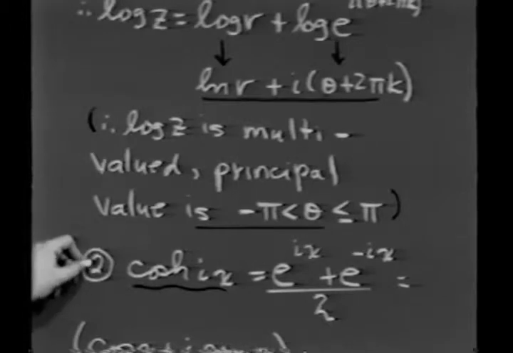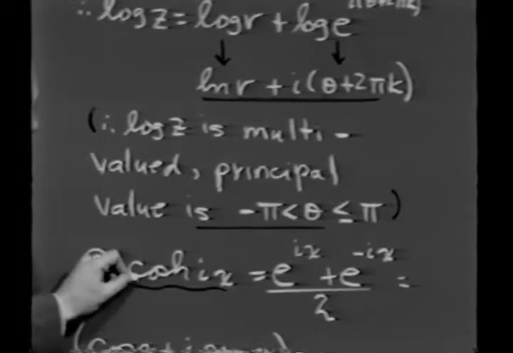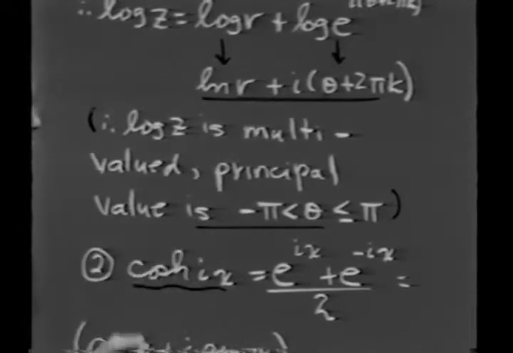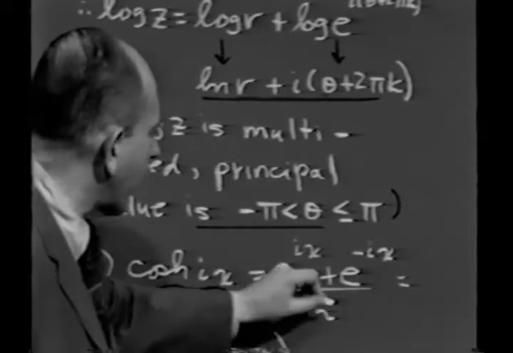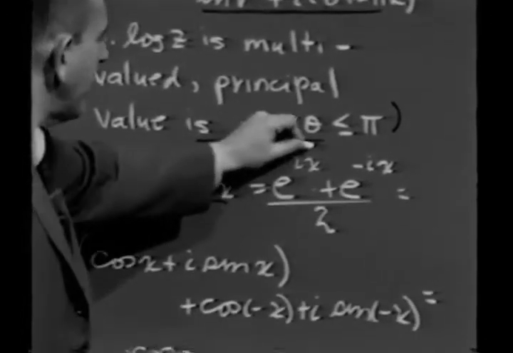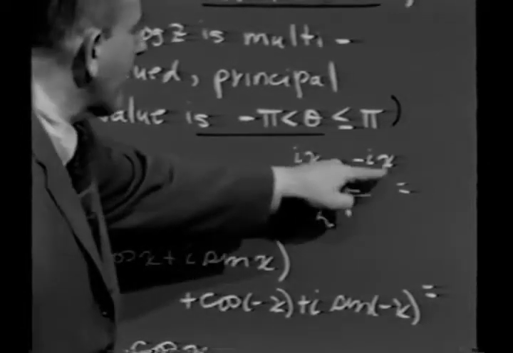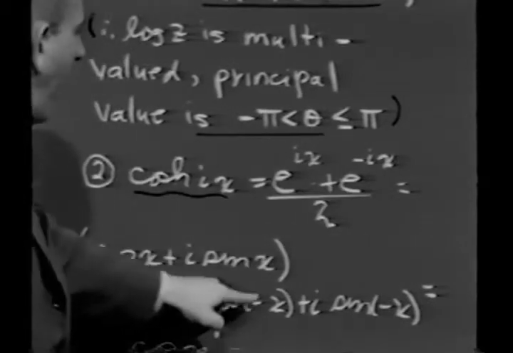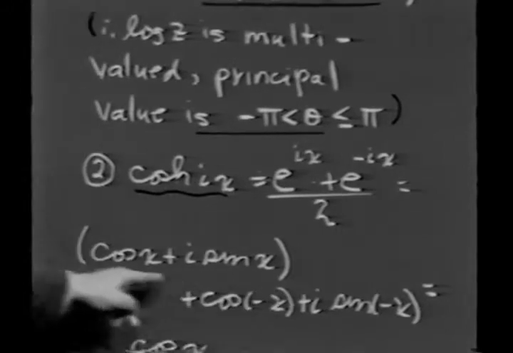By the way, another application that relates the hyperbolic functions to the trigonometric, to the circular functions, notice that if we wanted to define hyperbolic cosine of ix, mimicking what happened in the real case, this would be (e^(ix) + e^(−ix))/2. We already saw that e^(ix) was cosine x plus i sine x. e^(−ix) is e^(i(−x)). That's cosine(−x) plus i sine(−x).